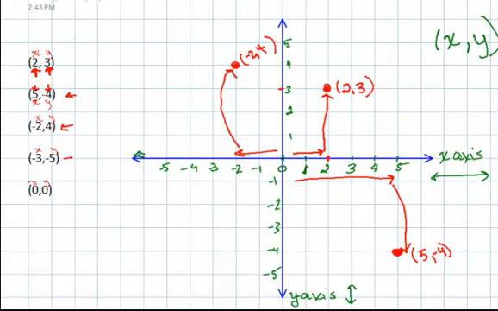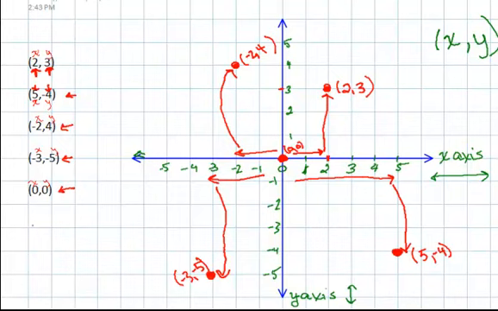The next one, (-3, -5). So again, to the left 3, and negative 5 is down 5. So there's our point. So that's (-3, -5). And then the last point that I have listed here is (0, 0). So that's telling me I'm going 0 to the right, 0 up or down. So that point is right there in the middle.